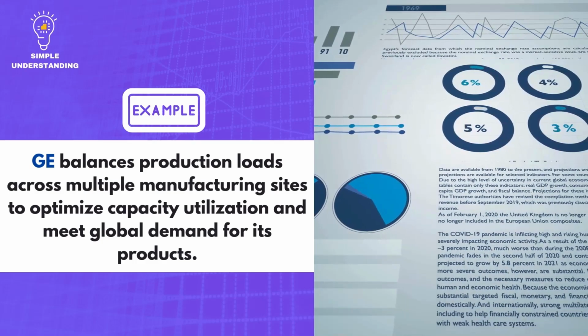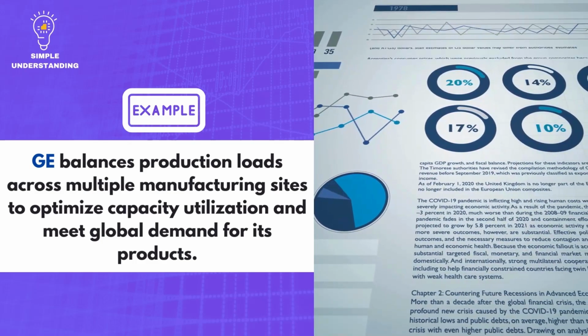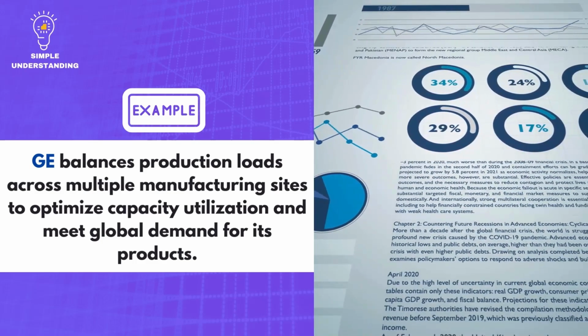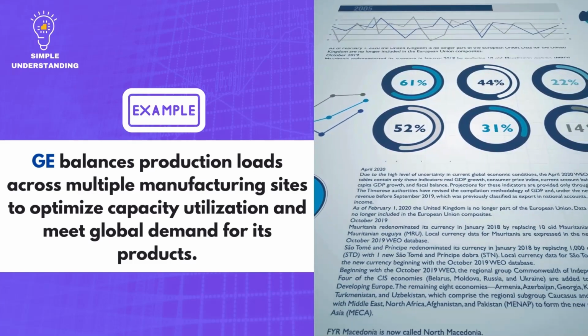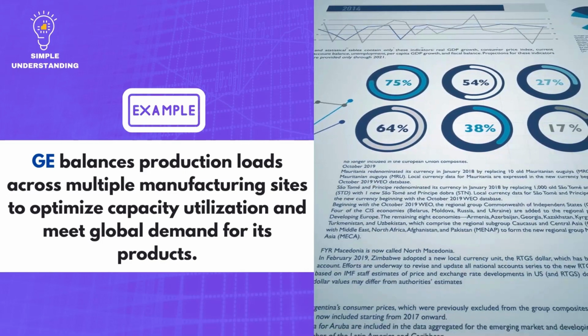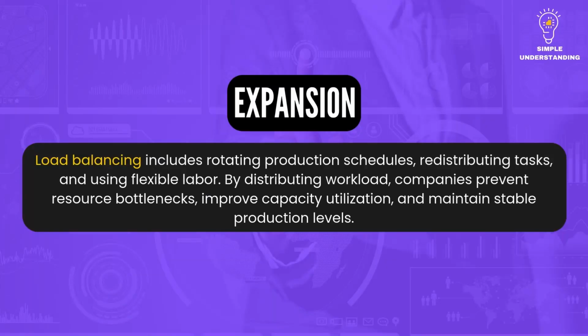Real company example: GE balances production loads across multiple manufacturing sites to optimize capacity utilization and meet global demand for its products. Expansion: Load balancing includes rotating production schedules, redistributing tasks, and using flexible labor. By distributing workload, companies prevent resource bottlenecks, improve capacity utilization, and maintain stable production levels.